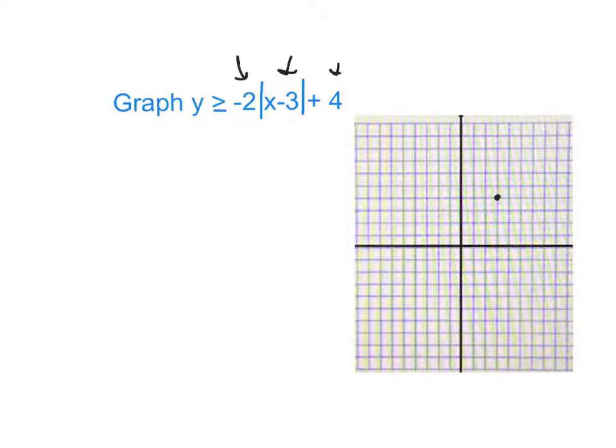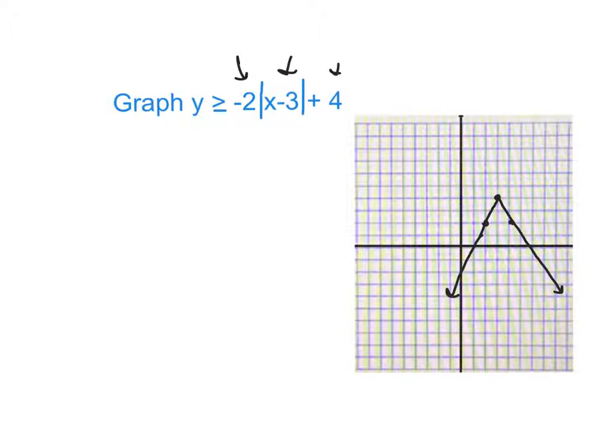It also tells me the slope of my V is 2, so I'm going to go down 2 over 1, down 2 over 1. Now, you have to decide whether to draw a dashed V, a broken V, or a solid V. And because there's an equal sign, it's going to be a solid V right through here.